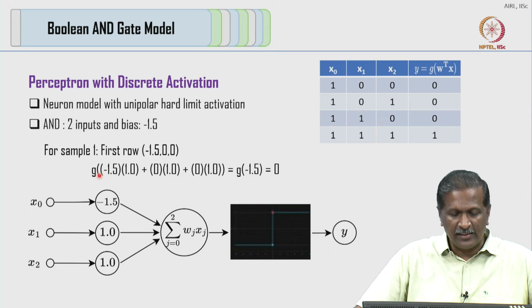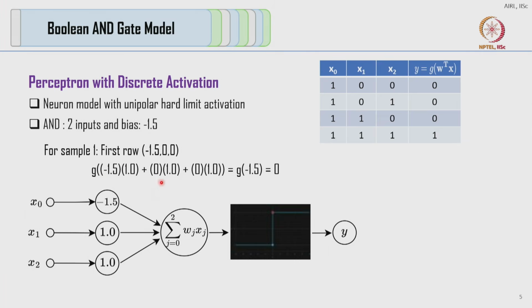So what we are doing is g of the weight minus 1.5 into 1, 0 into 1, 0 into 1 results in activation potential of minus 1.5, which is less than 0. So the output is 0, which is matching. Let us say we look at 1 0 1. 1 into minus 1.5 is minus 1.5, 0 into 1 is 0, 1 into 1 is 1. So minus 1.5 plus 1, which will be minus 0.5, still negative, it will give us a 0.